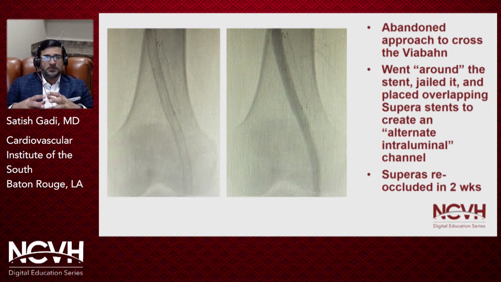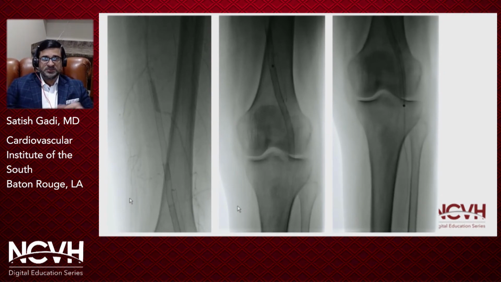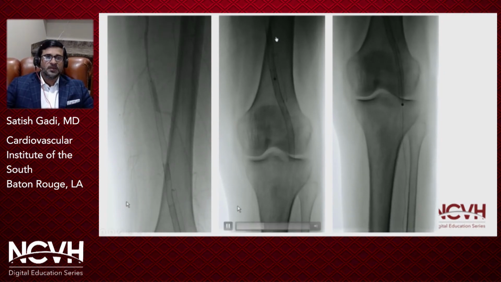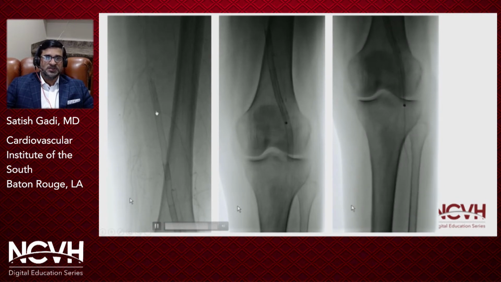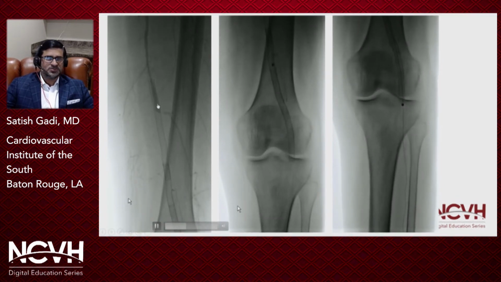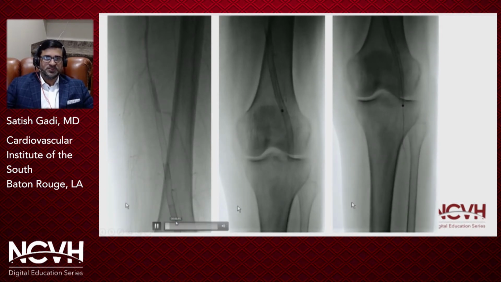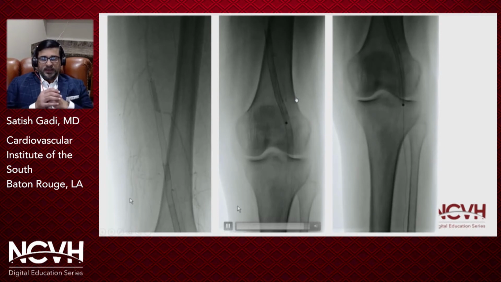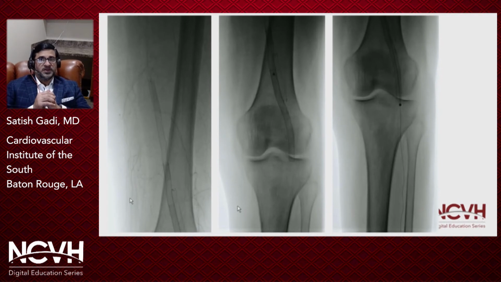But unfortunately, the Superas reoccluded pretty quickly, within a couple of weeks. Turns out the distal runoff was not as good as we thought it was, and that was probably why they occluded. So this time we brought her back in again, and as you can see in this picture on my left-hand side, the Superas were occluded. This seems to be the proximal cap of the occlusion, pretty much where the original occlusion was. And then the rest of the Superas were occluded.